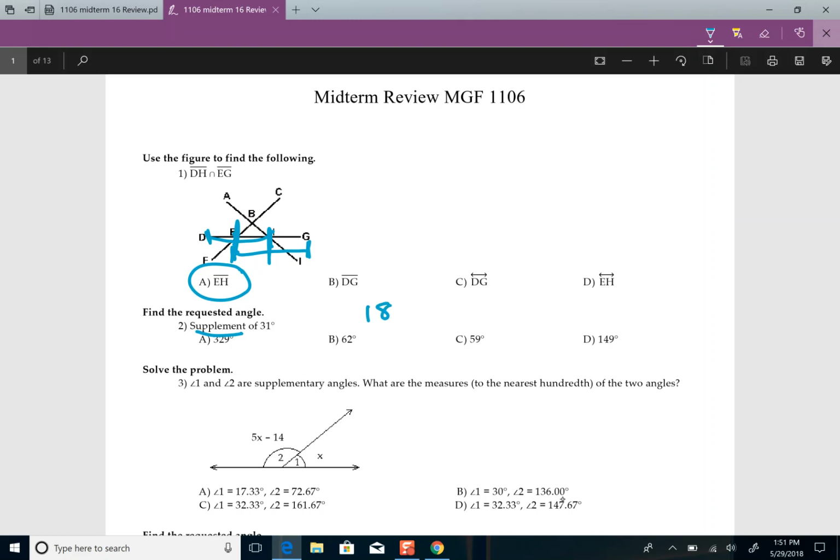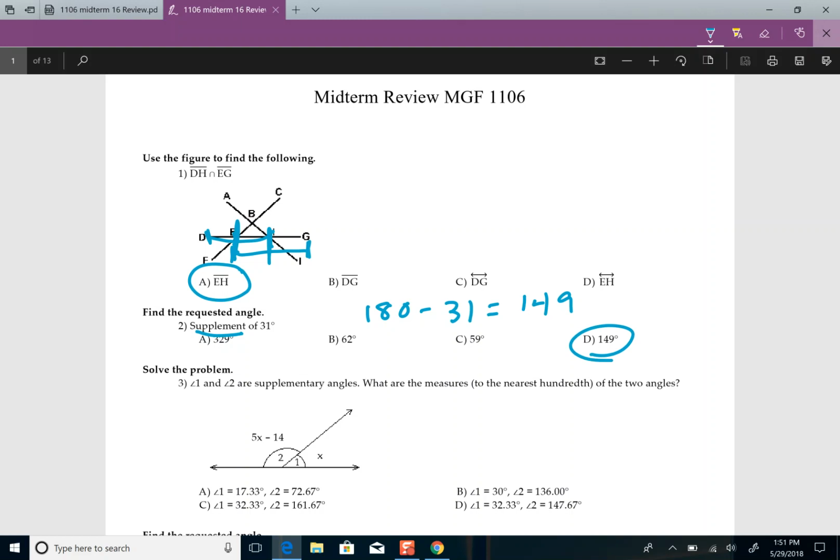Number 2 says find the supplement of 31 degrees. So anytime I have a supplement, I'm thinking the 2 angles together add up to 180. So I'm going to subtract 31 from 180, which gives me 149. I'm 100% expecting you to have a calculator on the midterm, so I expect you to have a calculator as you're doing the review. It'll really help you out. So here's my answer. It's D.